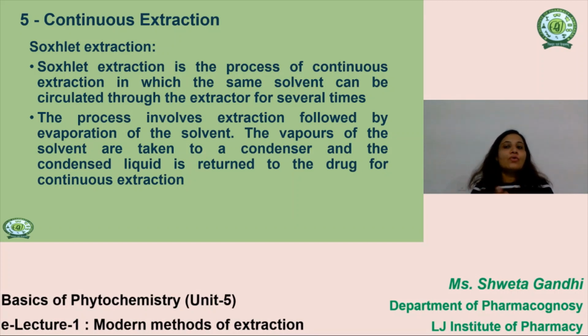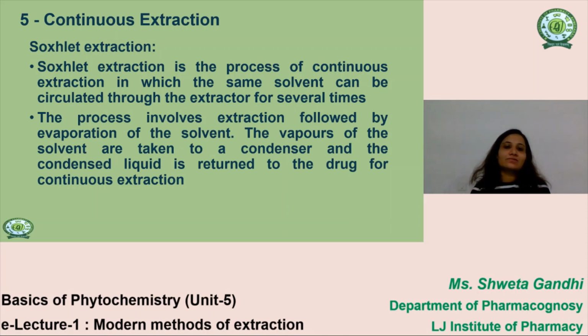processes. Now, in large scale extraction processes, the most modified method of extraction used is continuous extraction. In continuous extraction, the process goes on again and again, the cycle repeats automatically with the help of vapors, and we get the filtrate. This is continuous extraction. And in this, we are using Soxhlet. Soxhlet is an assembly for extraction. So this extraction is named Soxhlet extraction.